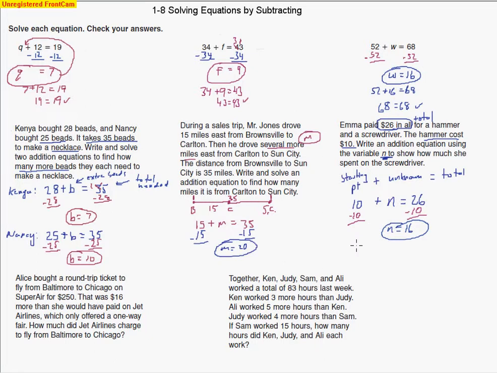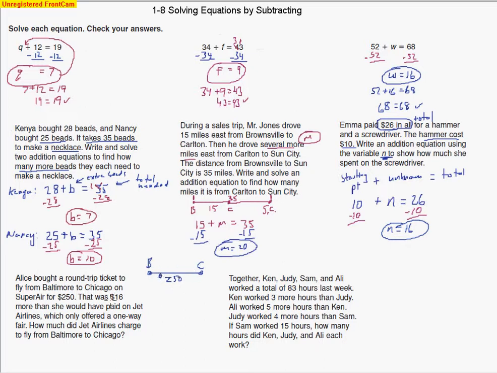Here Alice bought a round-trip ticket to fly from Baltimore to Chicago. So here's Baltimore, and we're going to Chicago, okay? And it looks like the fare, this is not distance now, costs $250 to go from Baltimore to Chicago.